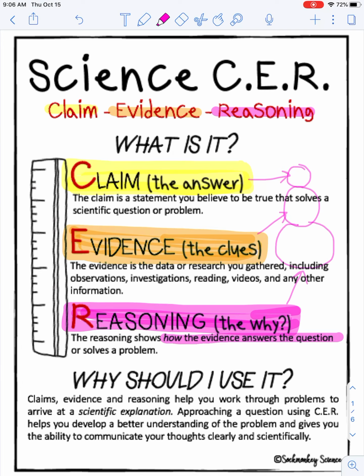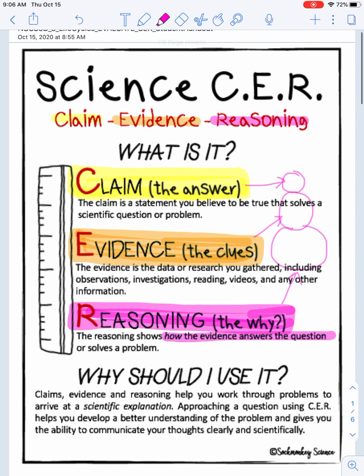And remember that our claim evidence reasoning, it helps us work through problems and arrive at a scientific explanation, meaning it helps us explain science. Doing these CERs will help us understand certain scientific things better and be able to explain them to other people. So let's get started.